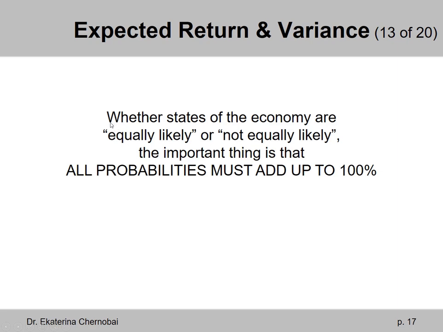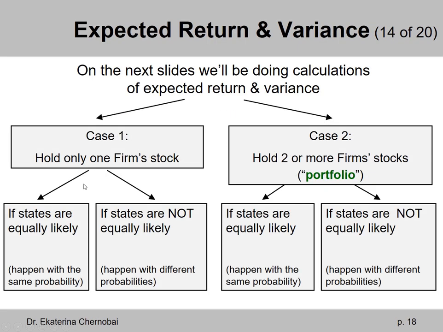So again, whether the states of the economy are equally likely or not equally likely, the important thing is that all probabilities must add up to 100%. So if somehow they do not, then you probably have a mistake somewhere. This is the big picture of the calculations we will be doing next.